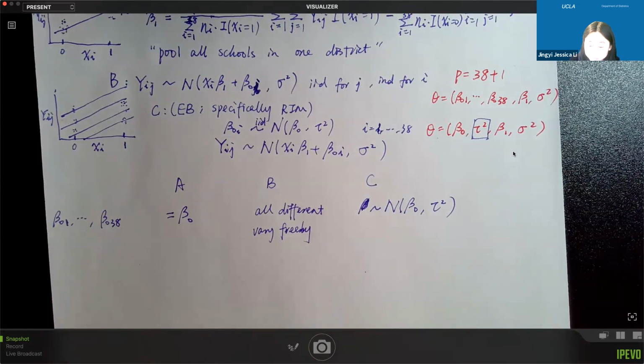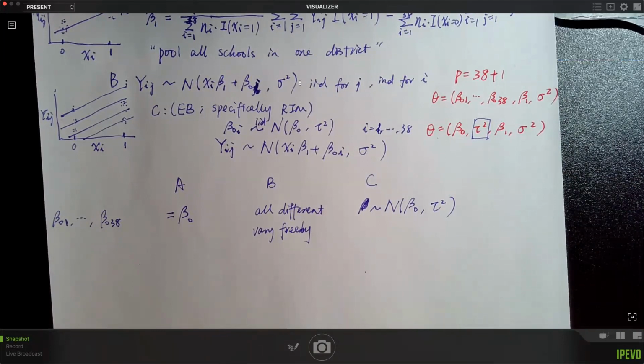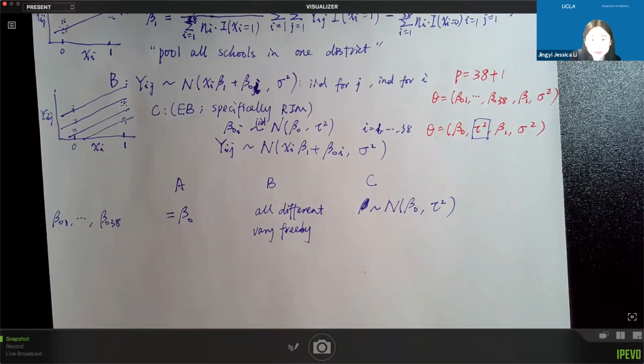Okay, so do we have any questions for this random intercept model? Yeah, there is a question popped up. Can someone just speak up? Is there a test to see if our normal assumption is valid? Yes, which normal assumption? You mean the one for the prior? Yes. I don't think so.